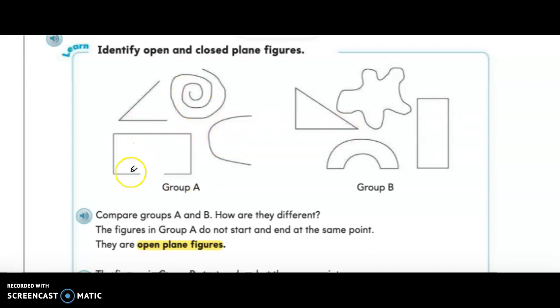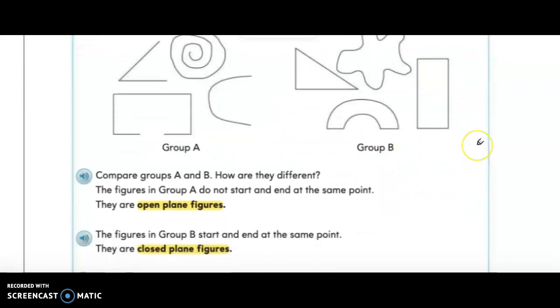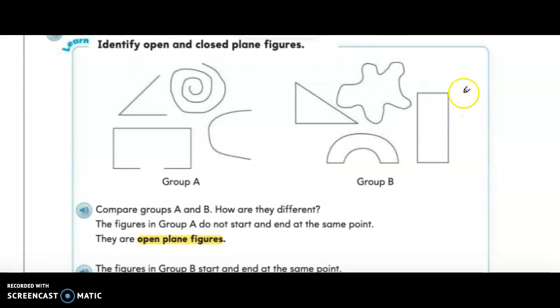Now, if we look at group A, all of these have an opening in the figures. So these are considered open plane figures. And then if we look at B, these are closed plane figures because there's no entrance inside of this figure.